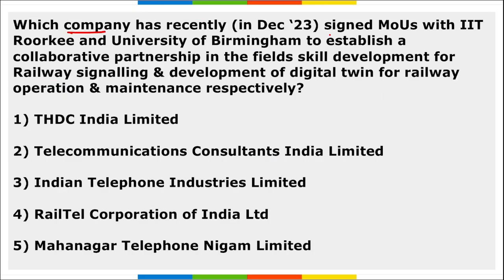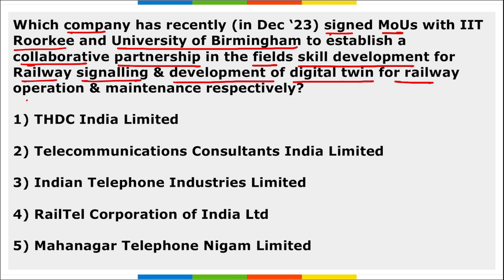Next, which company has recently signed MOU with IIT Roorkee and University of Birmingham to establish a collaborative partnership in the field of skill development for railway signaling and development of digital twin for railway operation and maintenance respectively? So the right option here becomes Railtel Corporation of India Limited.